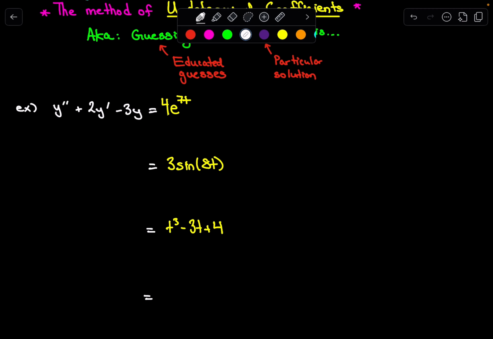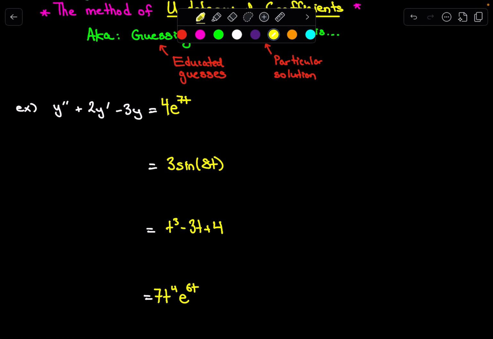Maybe we'll do one that's a combination. What if we have 7t to the fourth, e to the 6t, stuff like this. And I'll expand this list as we go on. The question is, what's different now? What has changed?